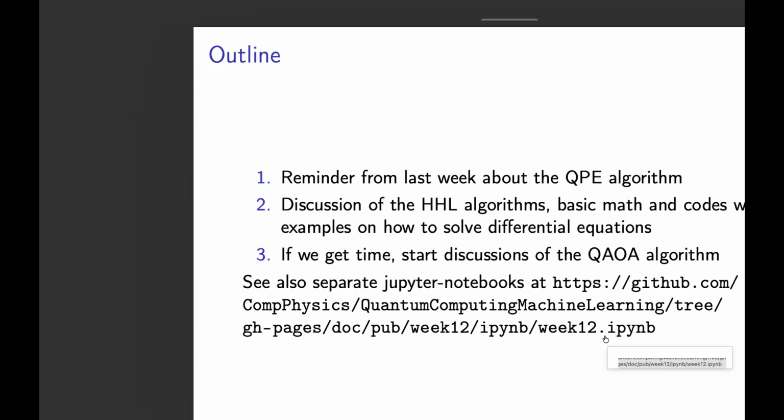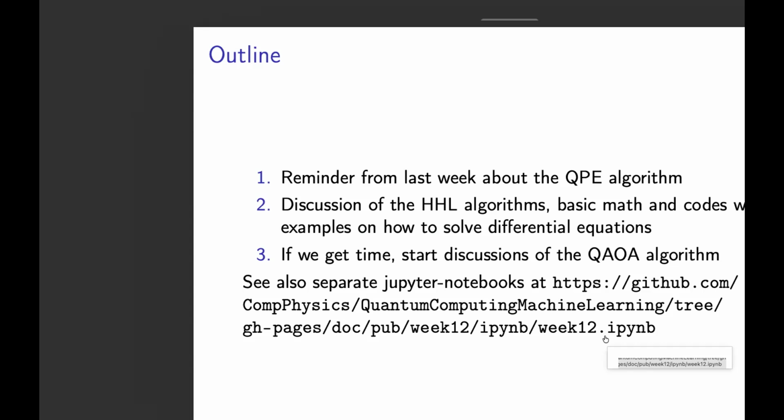Now, the emphasis on the applications today is, one, to solve a simple linear algebra problem, and you will be surprised by the simplicity of the problem. It's going to be a 2x2 matrix, which we can solve by hand, actually. And then we are going to look at how we can solve Poisson's equation with this algorithm.